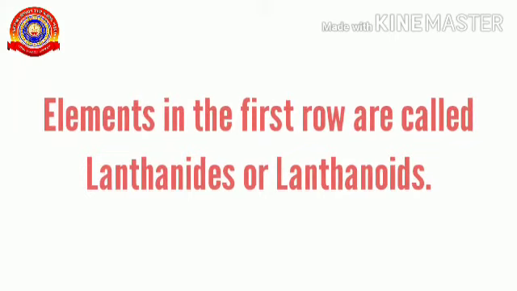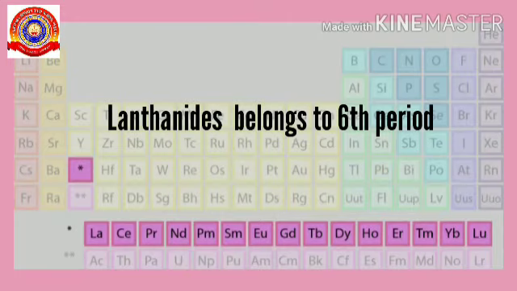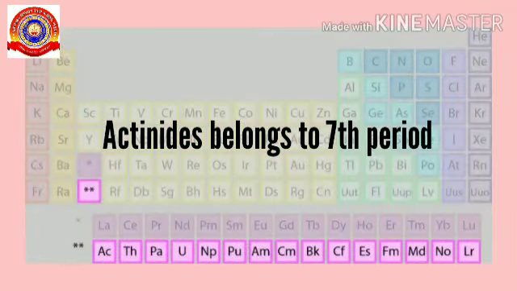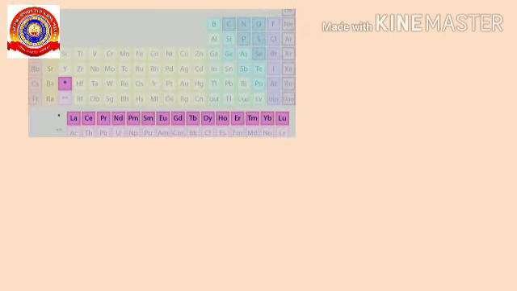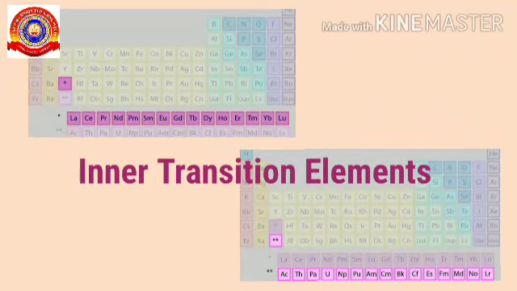So, the F block elements consist of two series, and the elements in the first row are called lanthanides or lanthanoids. These elements belong to the 6th period of the periodic table. And the elements in the second row are called actinides or actinoids. These actinoids belong to the 7th period of the periodic table. Remember the period of lanthanides and actinides. The lanthanides of the 6th period and actinides of the 7th period are generally known as inner transition elements.